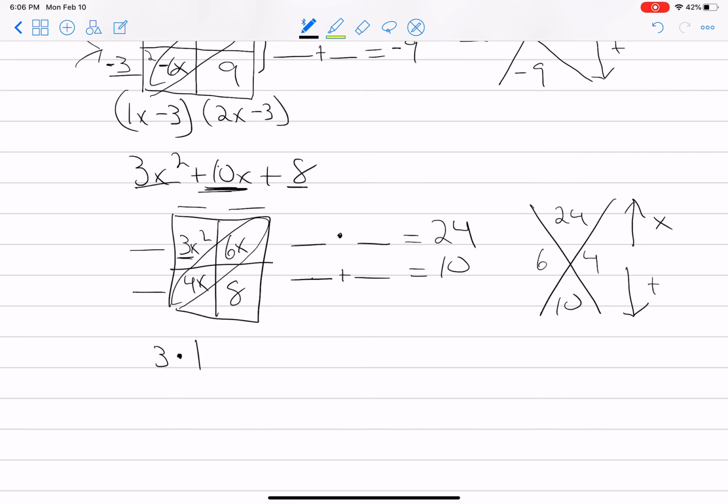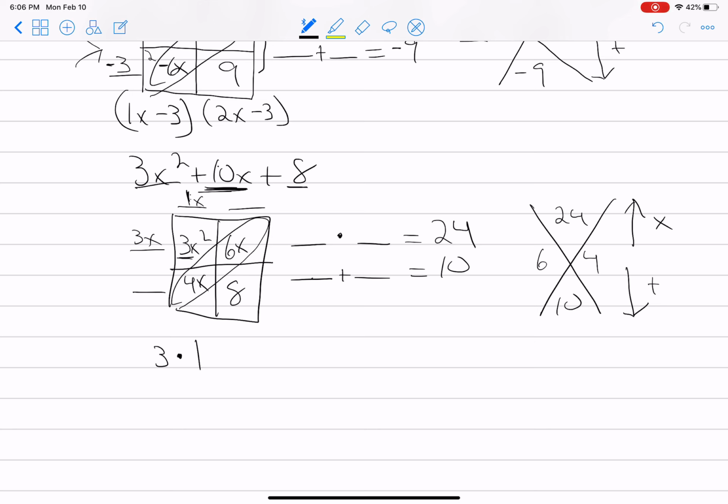Hopefully you're seeing, well, if I put the 1 here, that's going to be fine. 1 times 3 is 3, and 1 times 4 is 4. But if I put the 3 here, I'm going to see that 3 times 1 is 3, but 3 times nothing is going to give me 4. So that's a bad place for the 3. I'm going to go with the 1. So I'm going to put a 1x here. I'm going to put a 3x here.